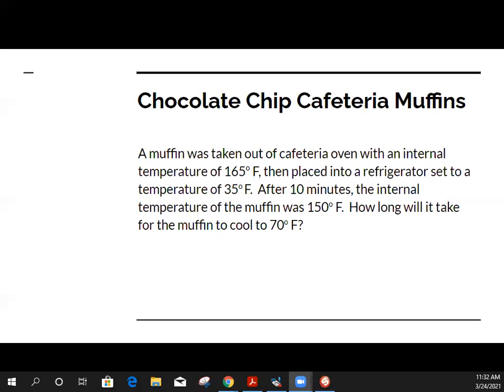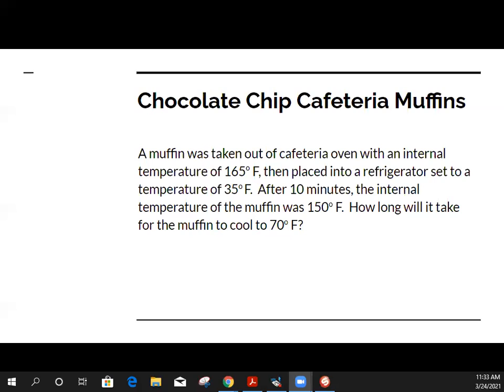All right, then we have another data point later on, but then the next part says it's placed into a refrigerator that has a temperature of 35 degrees. So I want you to write T sub S is equal to 35. All right, so that's going to be our horizontal asymptote. The muffin is going to approach the temperature of the refrigerator. So if we left the muffin in the refrigerator indefinitely, it would eventually be 35 degrees if the refrigerator stayed. All right, after 10 minutes, the internal temperature of the muffin was 150 degrees. So we need that data point too to find our rate of decay. So we're going to write down 10, 150.